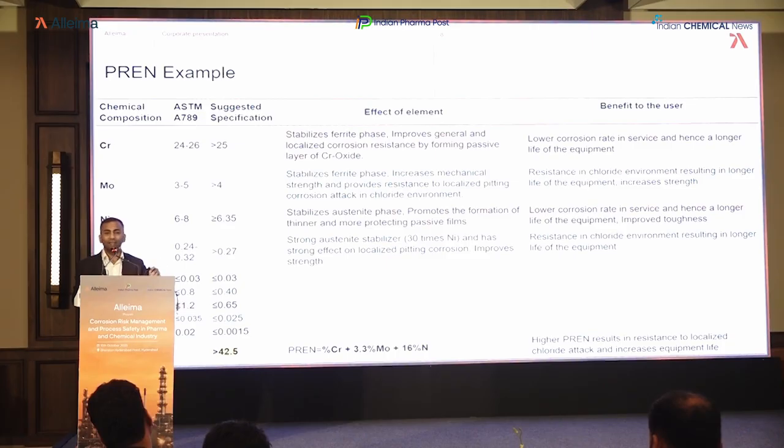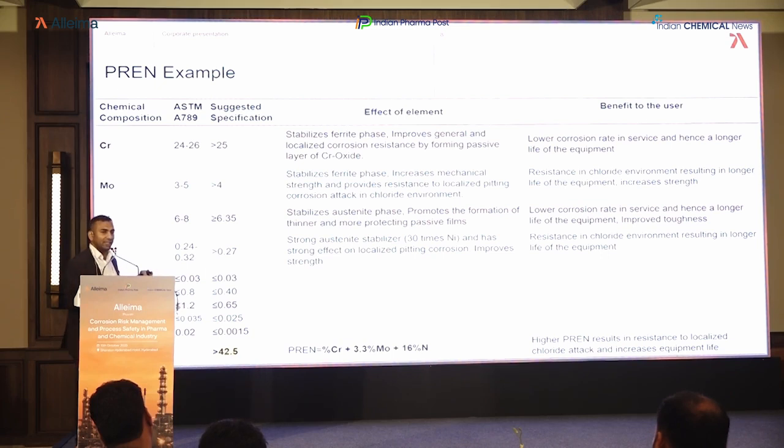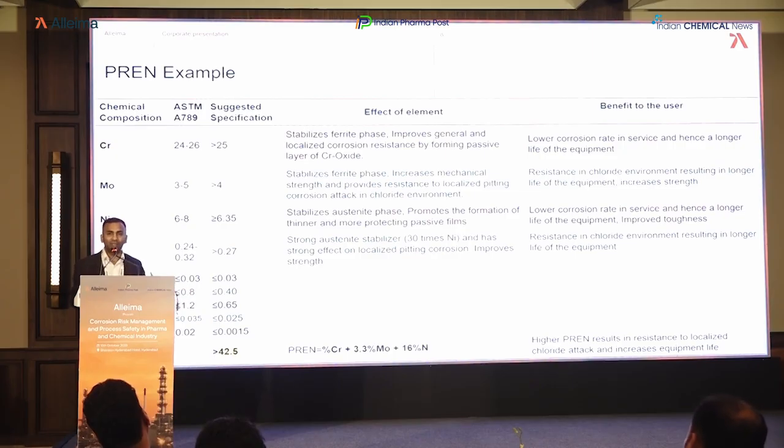If you go to the higher end, like 26 chrome and 0.32 nitrogen, you'll end up with a PREN number of 46, 47. But we guarantee a PREN number of 42.5. Now a question may arise: why can't you go for 46, 47? Instead of that, you are giving only 42.5.